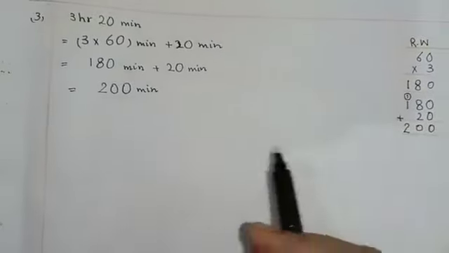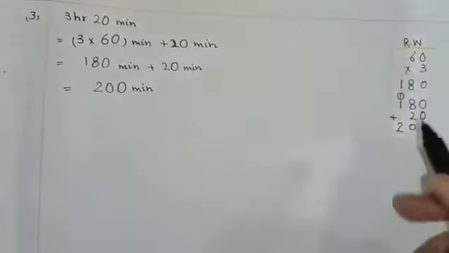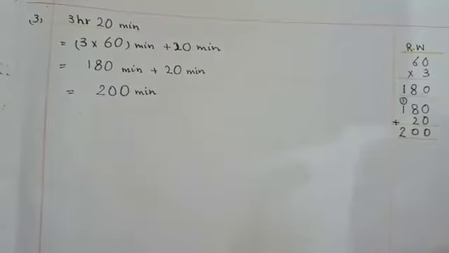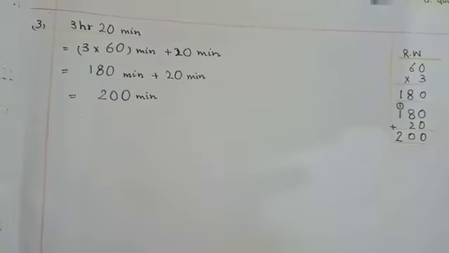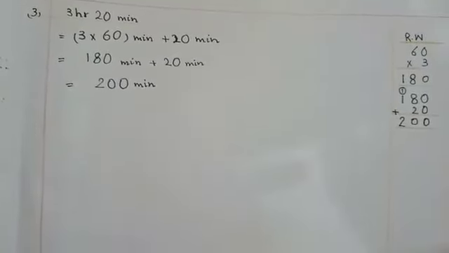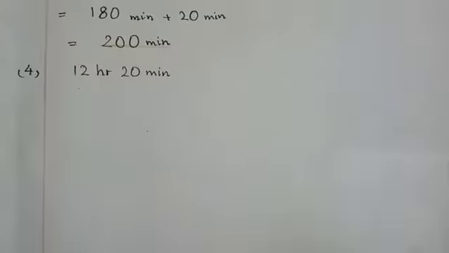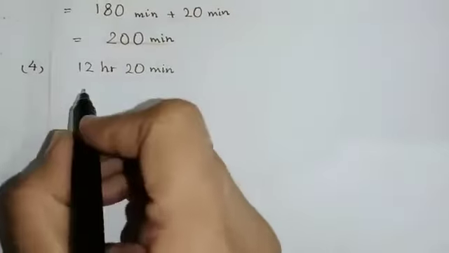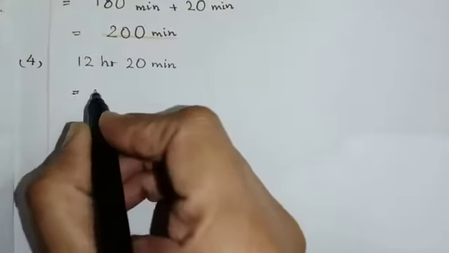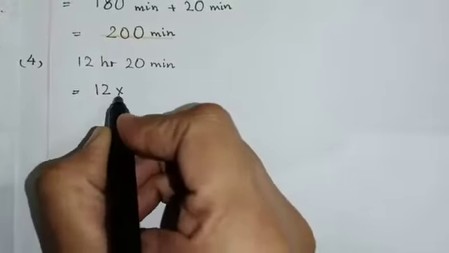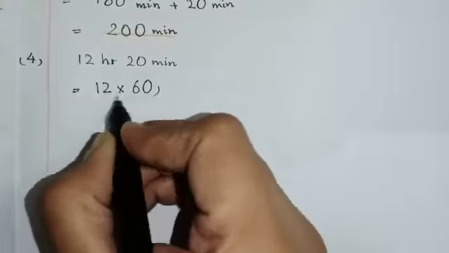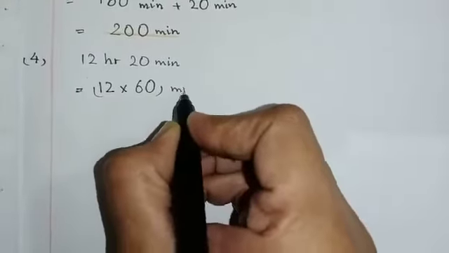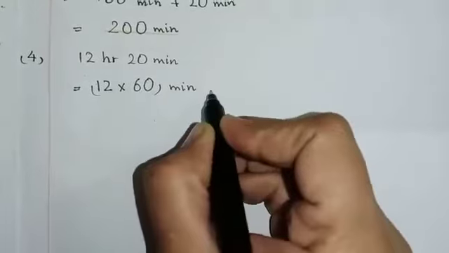Students, you will also do the same work, okay? Write a line over here and do rough work separately and do the work in very neat handwriting. Next D part is 12 hours 20 minutes. Again, first we will write 12 multiplied by 60 minutes, plus 20 minutes.